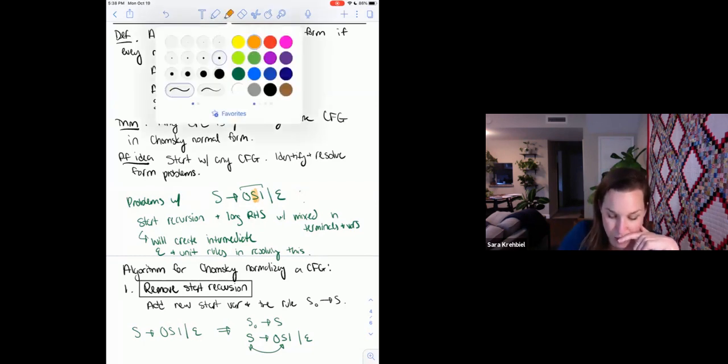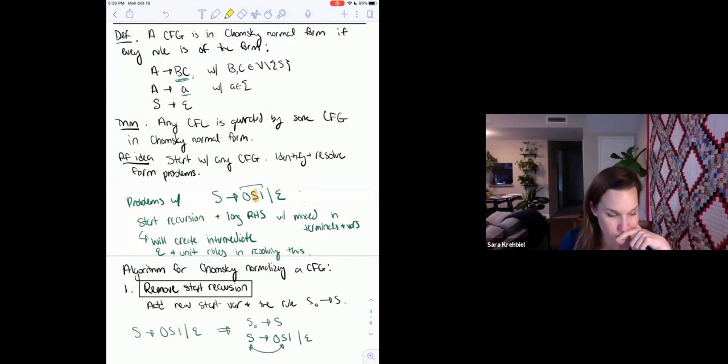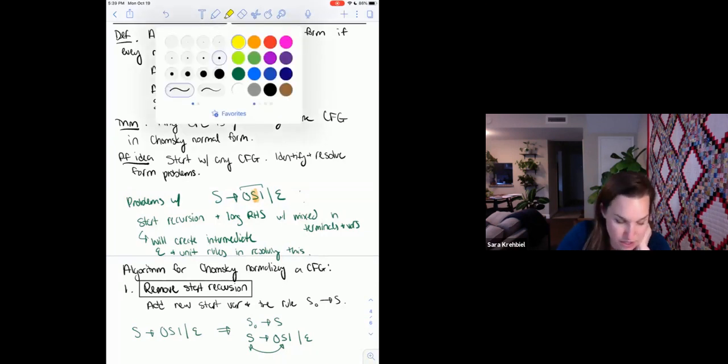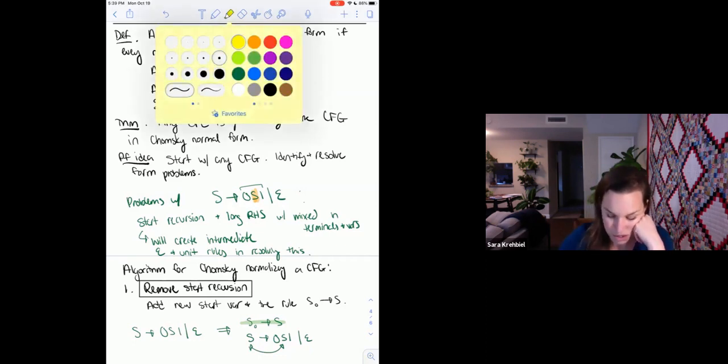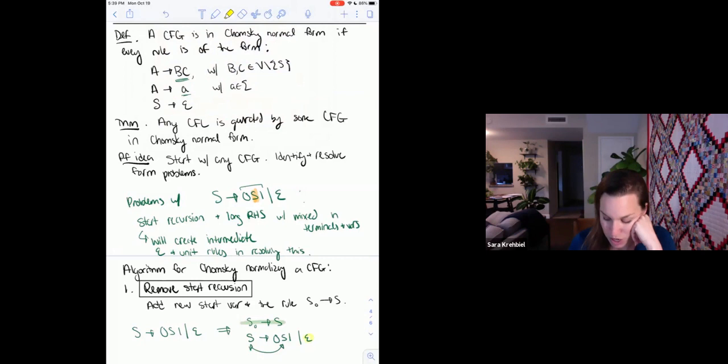But we've created 2 problems here. We have created unit rules. And a unit rule is something of the form 1 variable turns into another variable. So I can't have 1 variable go to another variable. That's not Chomsky normal form, so I'm going to have to handle that. But first, I'm going to handle this problem where it used to be that the start variable turned into epsilon, but now this non-start variable is turning into epsilon, so I need to resolve that.